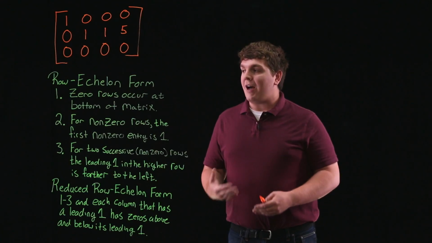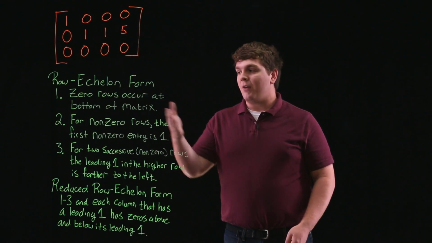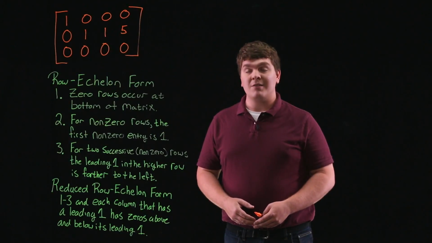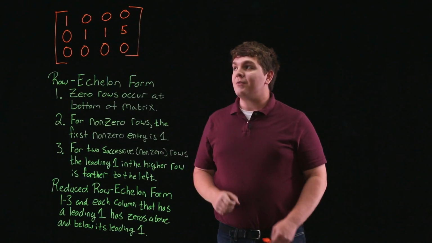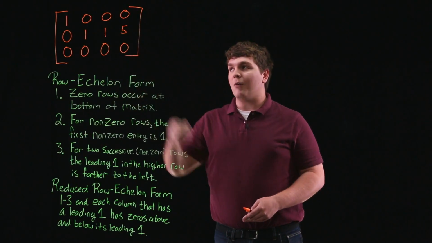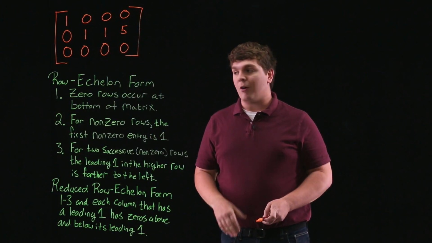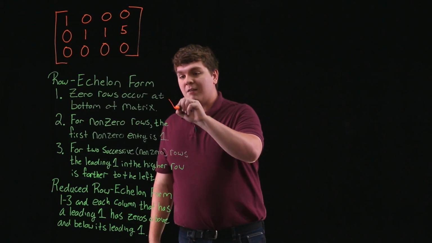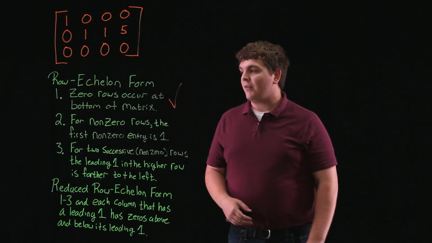First, our matrix would have to have any 0 rows at the bottom of the matrix. Now, by looking at our matrix, we see that the only 0 row is on the bottom row. So we satisfy at least the first condition.